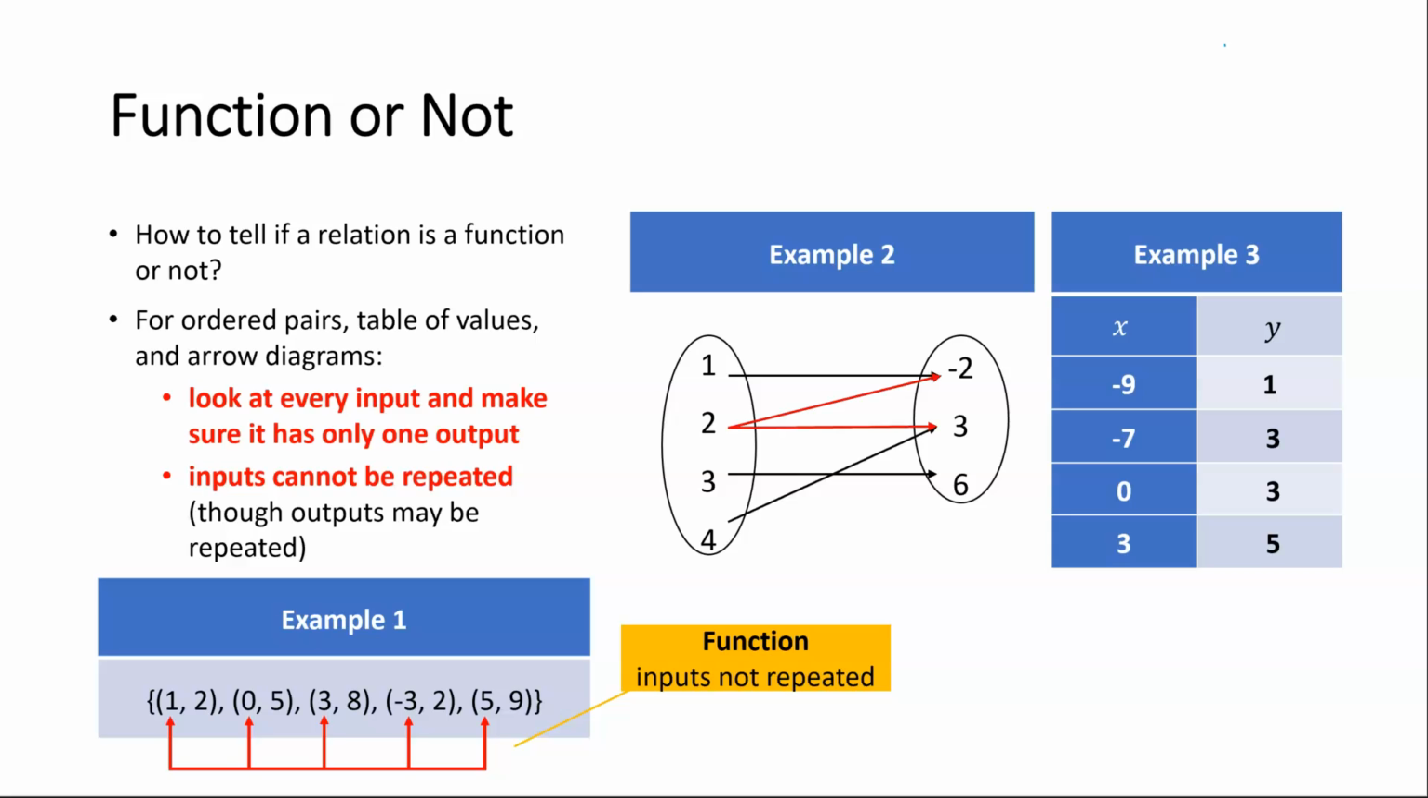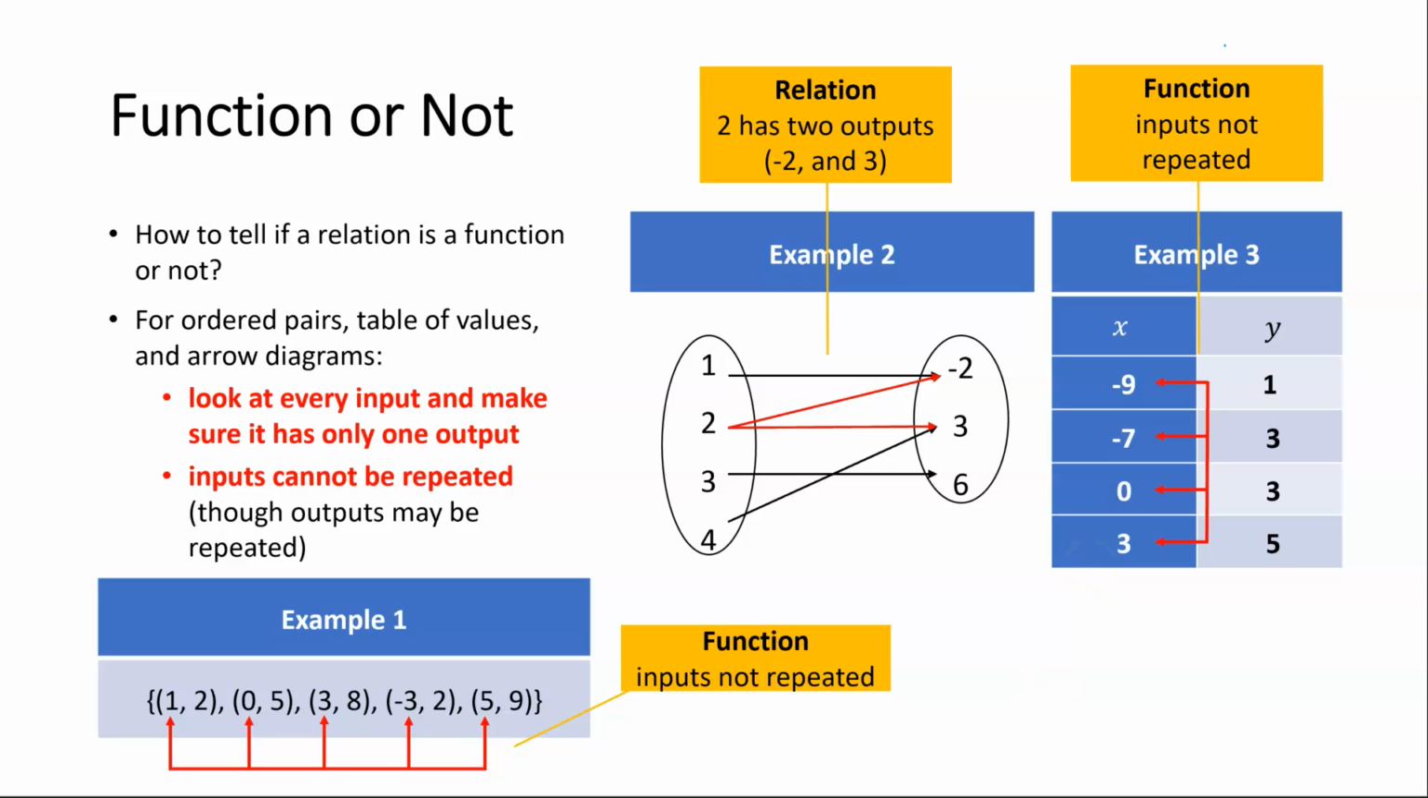For example 2, the arrow diagram, notice that for input 2, it has two different outputs. It has -2 and 3. For a function, you can only have one output per input. Therefore, that's not a function, it is a relation. And for example 3, all those inputs there on the table are unique, never repeated. Therefore, that is a function.